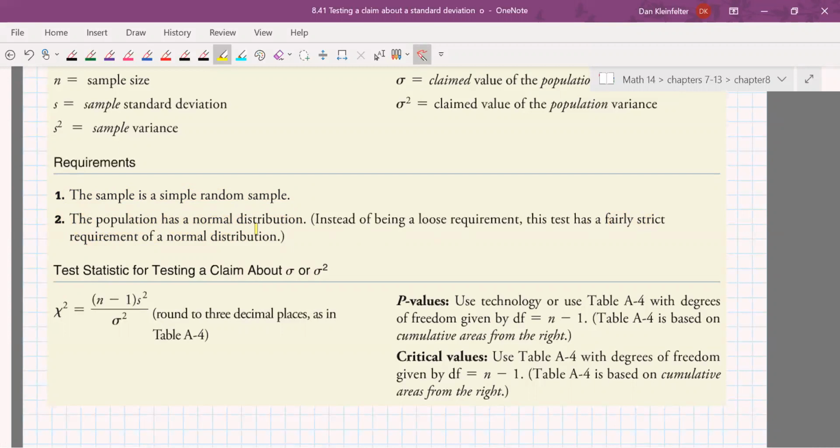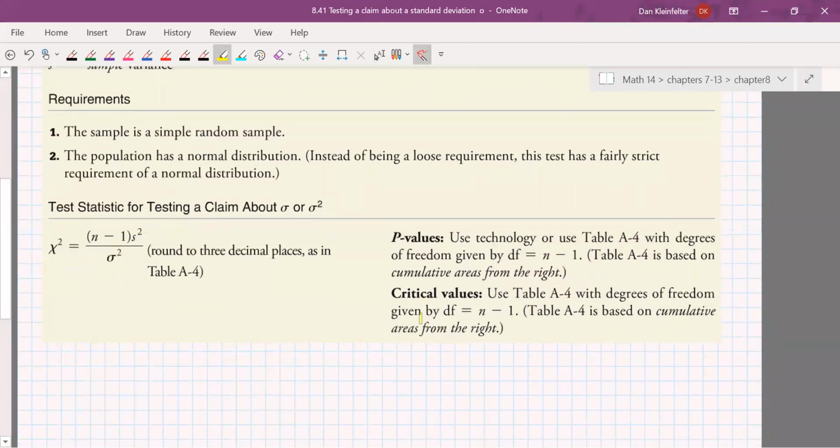Okay, for the test statistic, we'll be using chi-squared equals (n minus 1) s squared over sigma squared. That will be our test statistic. For p-values, we can use technologies such as a calculator or StatCrunch, or table A4, which I sent you by email, I believe, and which is also on Canvas. And the degrees of freedom will be n minus 1, just as it was in chapter 7. And then we can also use critical values.